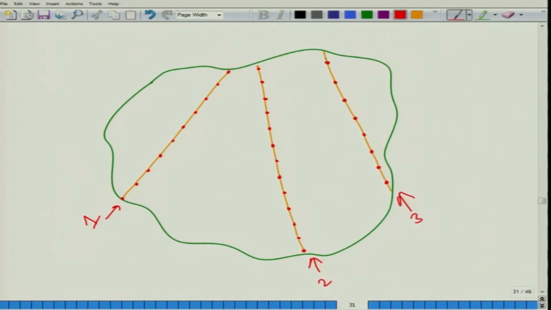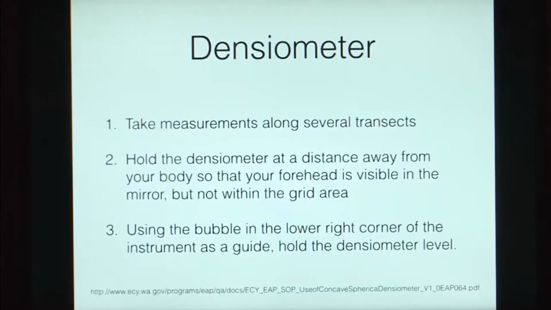So, this gives you a sample of the readings and then you take an average reading from all these samples. Now, coming back to the slides, we take measurements along several transects. Hold your densiometer at a distance away from your body so that your forehead is visible in the mirror, but not within the grid area. Essentially, we do not want to block the view of the grid area by our body.